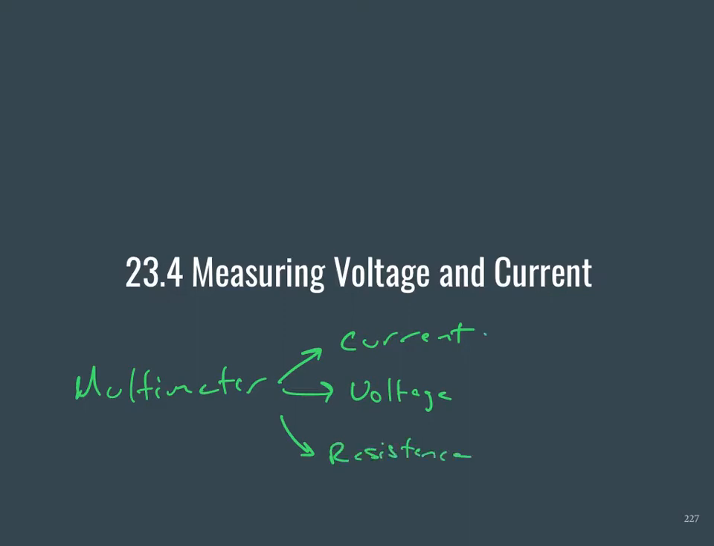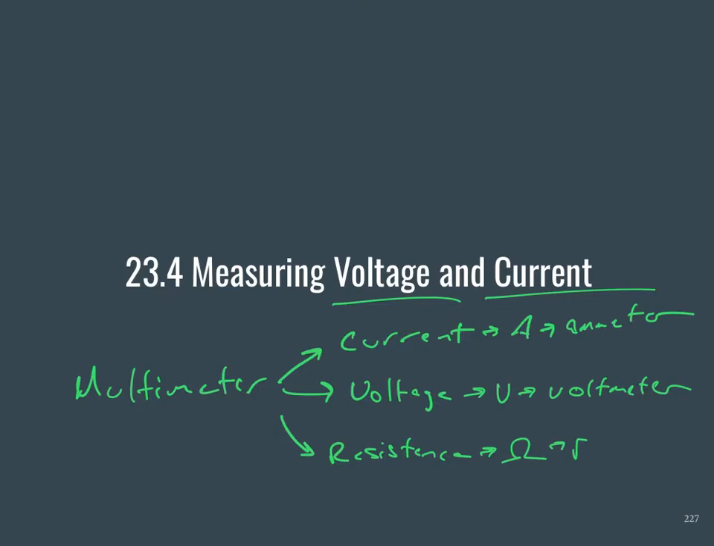Now, current we know is measured in amps, and for that we use an ammeter. Voltage we know is measured in volts, and that is a voltmeter. And resistance is measured in ohms, and for that, I don't really have a special name, but that's just a way to measure resistance. So these three things are all tied into the multimeter. Now specifically, I want to talk just a little bit about how we measure voltage and current in circuits.